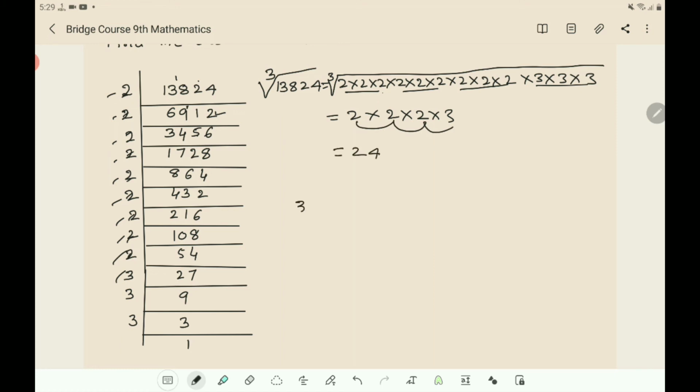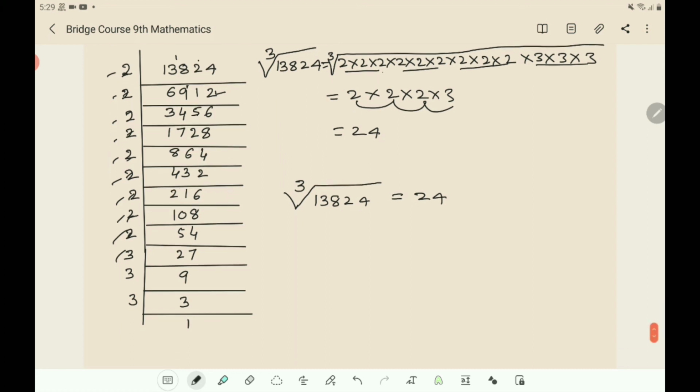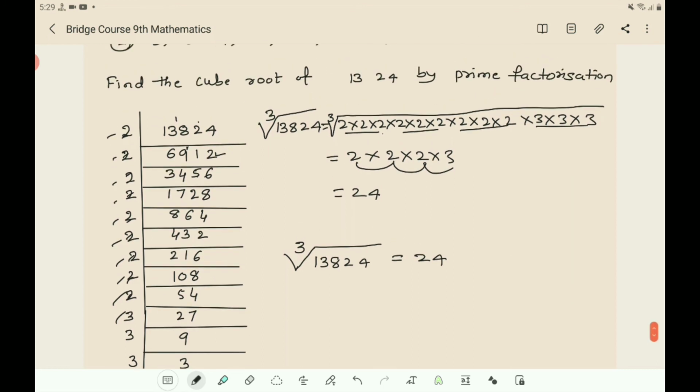Therefore you can write, cube root of 13,824 is 24. In this way, by factorization, you can get the cube root of the given number.